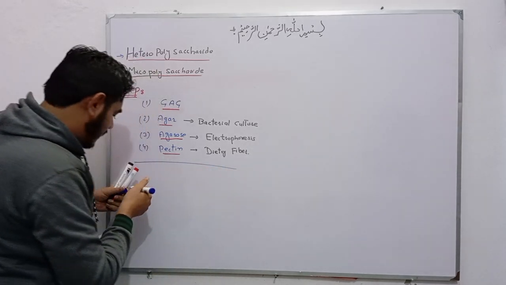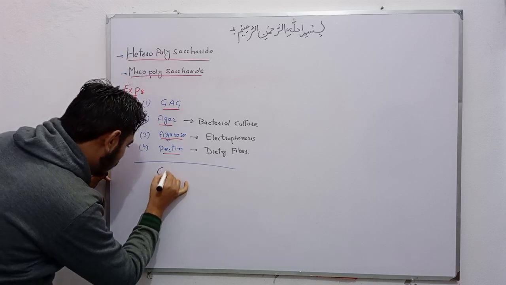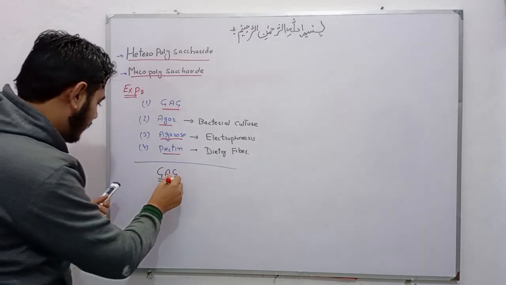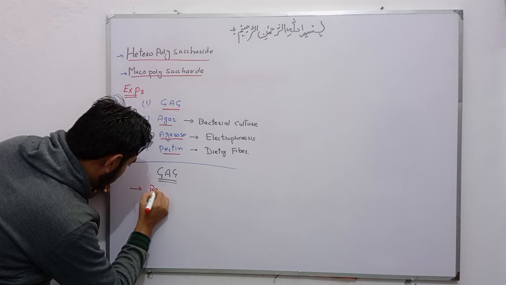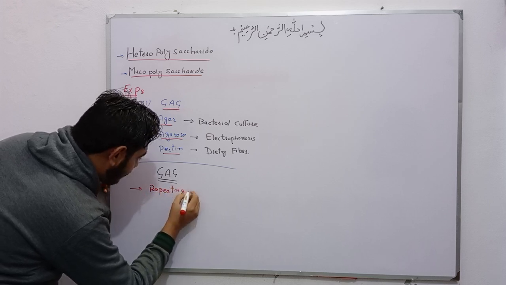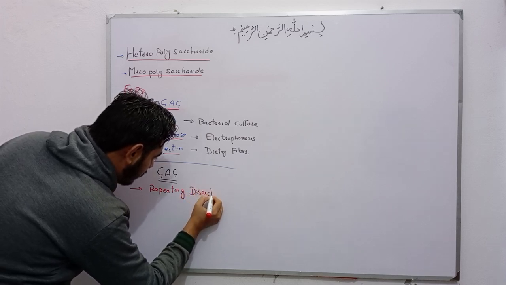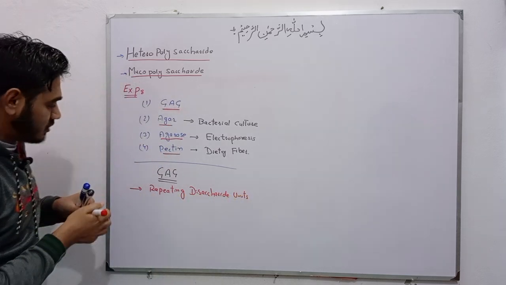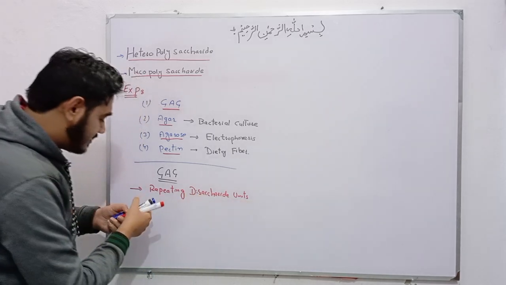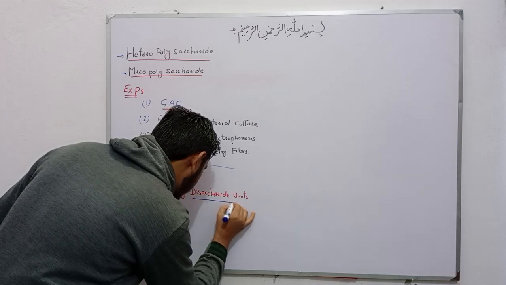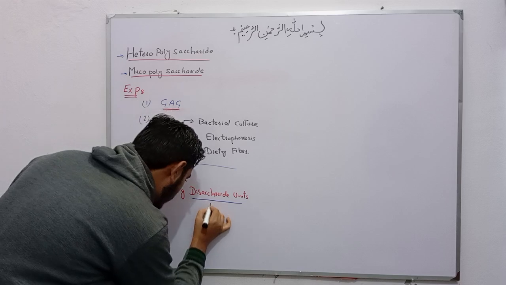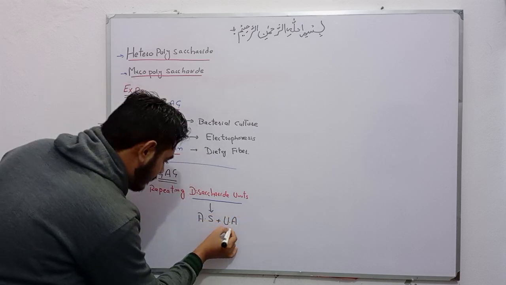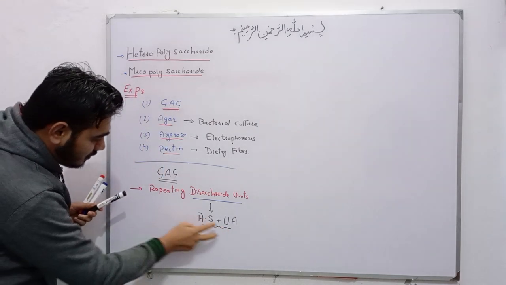Students, the glycosaminoglycan is made up of repeating disaccharide units, and these disaccharide units are amino sugar and uronic acid.